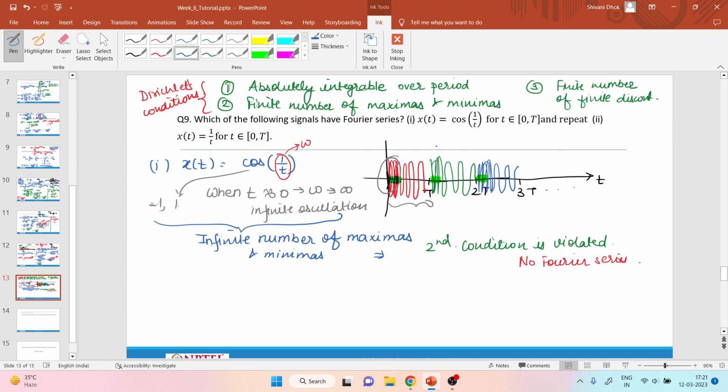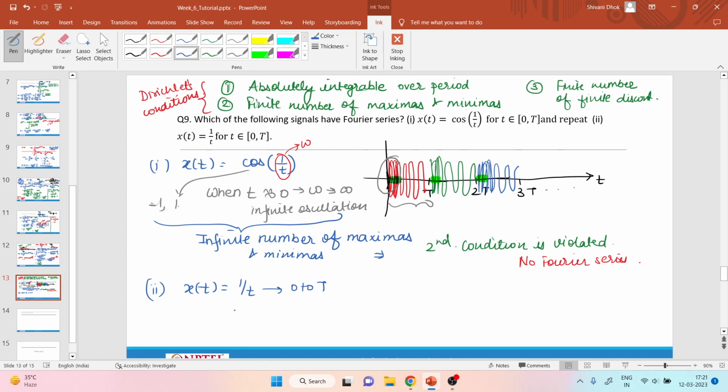The next part of this is x of t is equal to 1 by t for t belonging to 0 to T, and it repeats. So it is basically periodic with period T. So in the 0 to T interval, this x(t) takes the value of 1 by t.